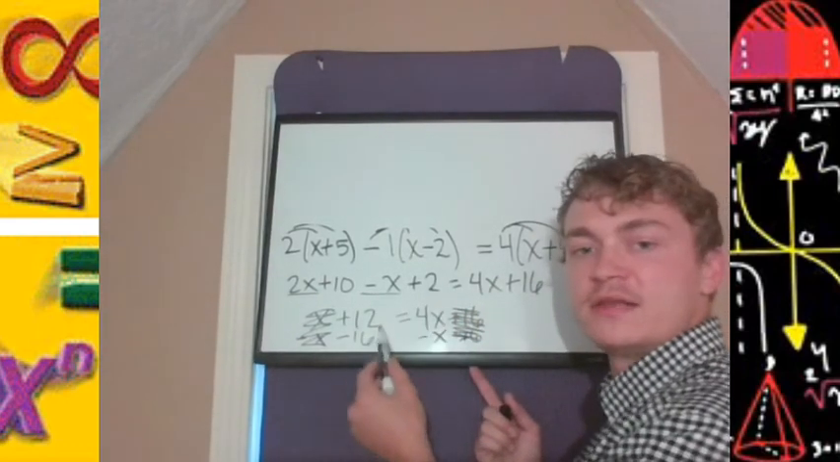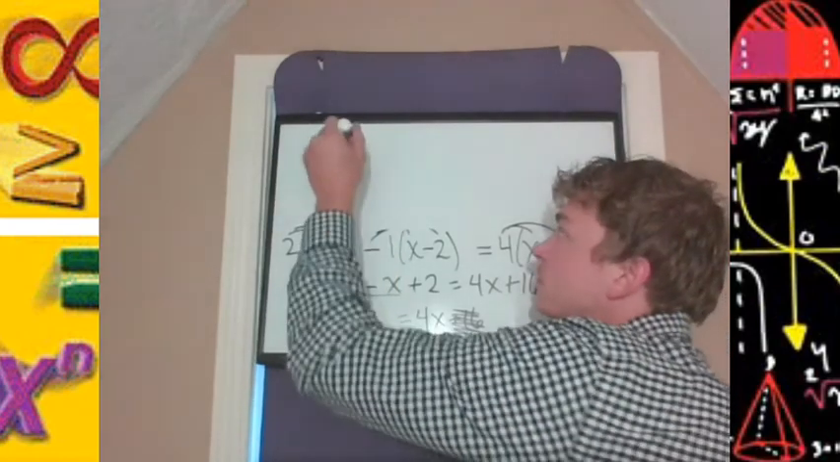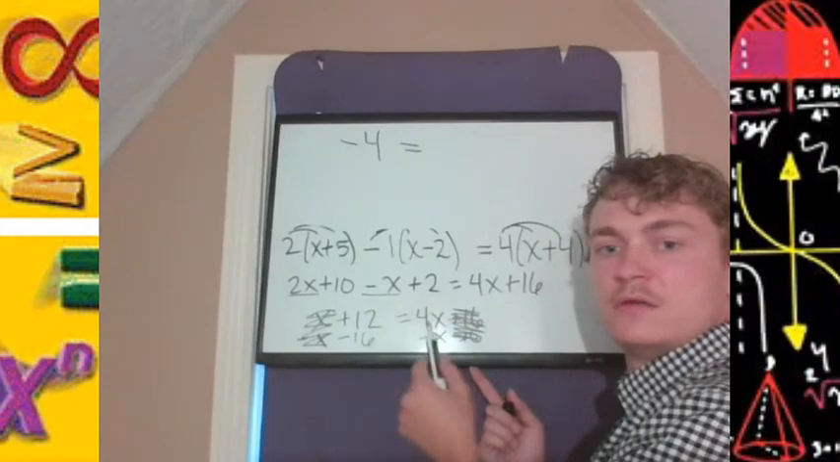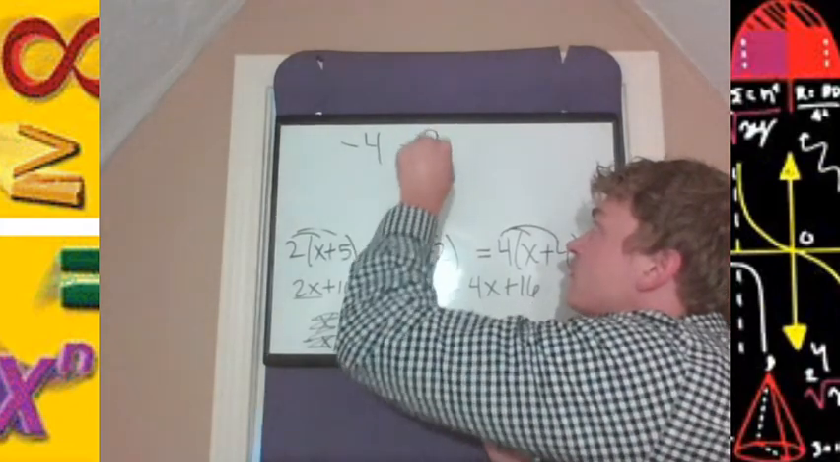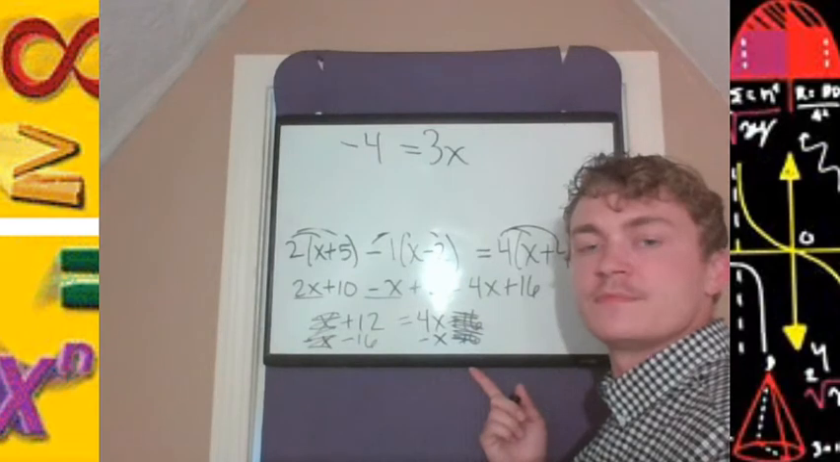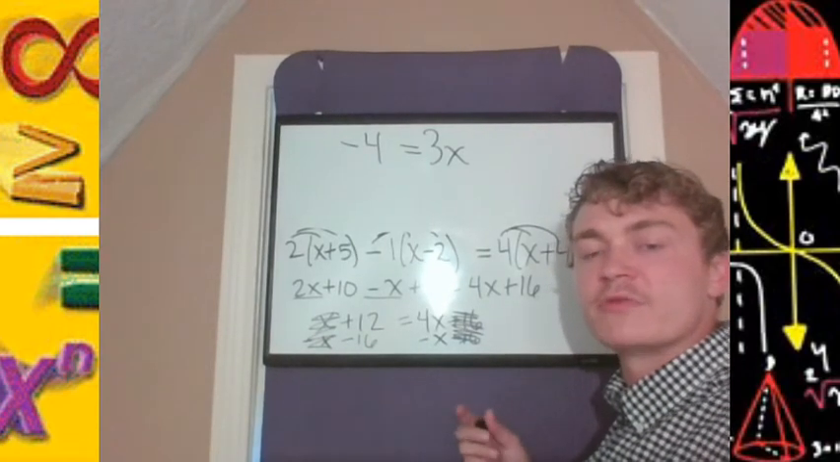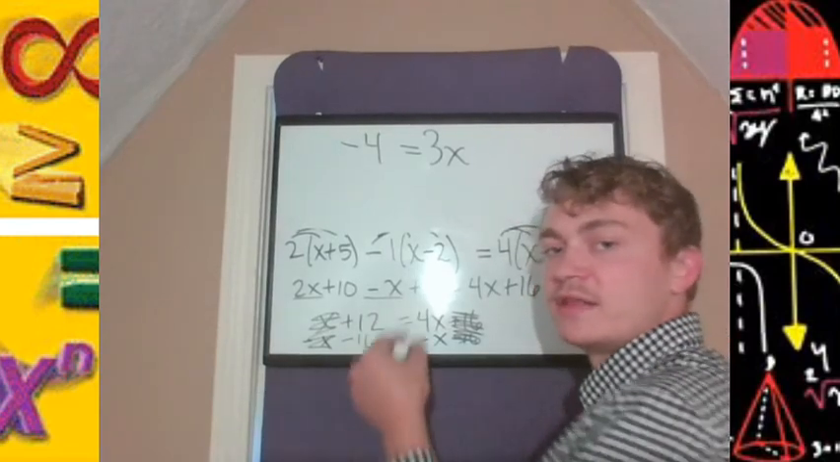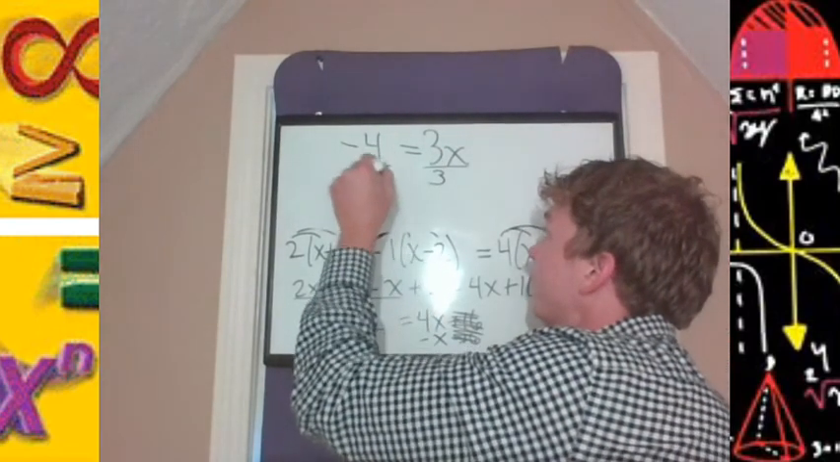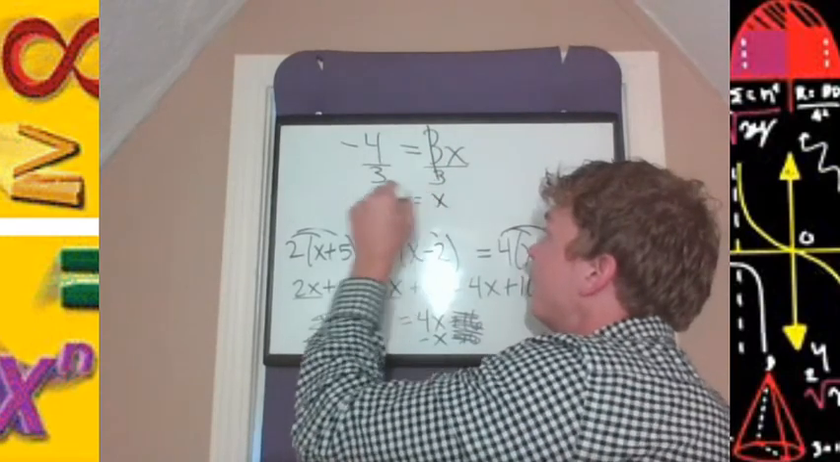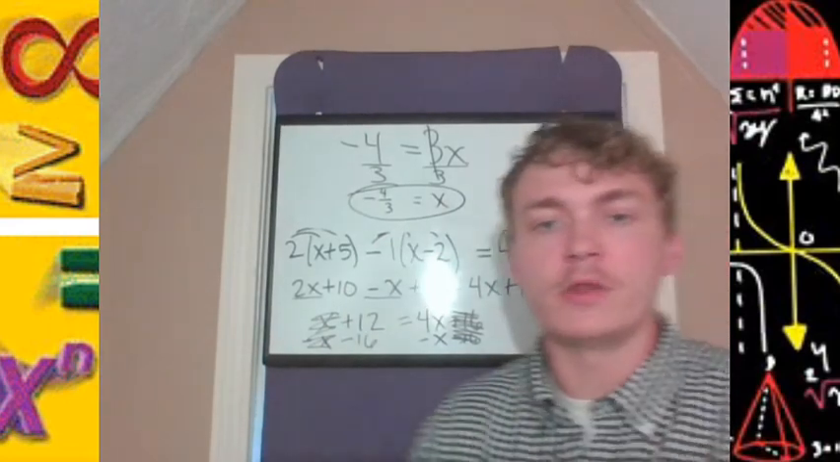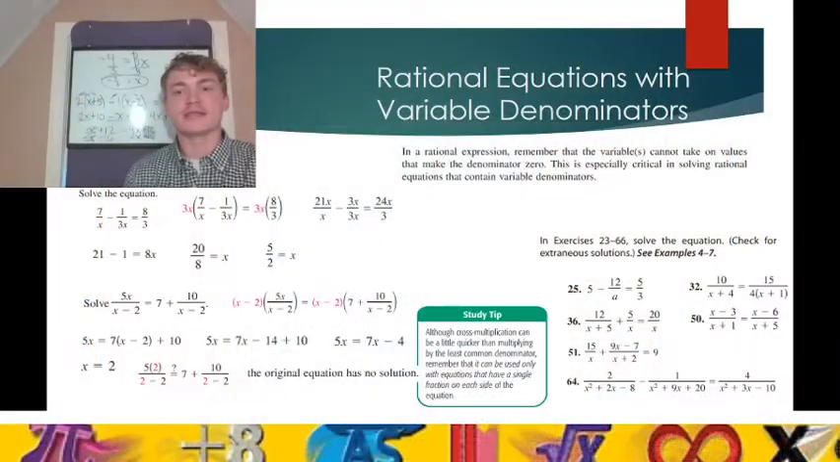What do we have here? On the left side, a positive 12 minus 16. We get a negative 4 on the left-hand side. 4x minus x, we get 3x. So x multiply 3 is negative 4. What is x? Negative 4/3. We see that by dividing by 3. We get our one and only one solution to this rational equation, that x is the fraction negative 4/3.